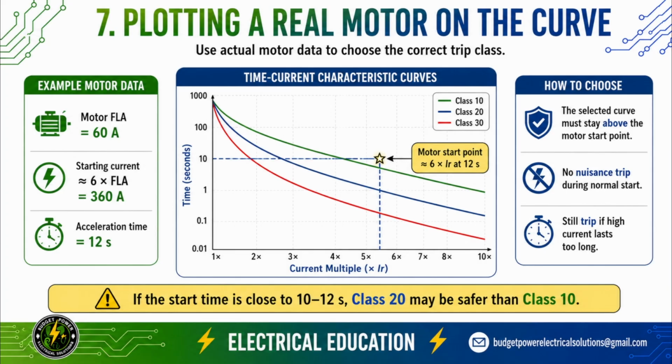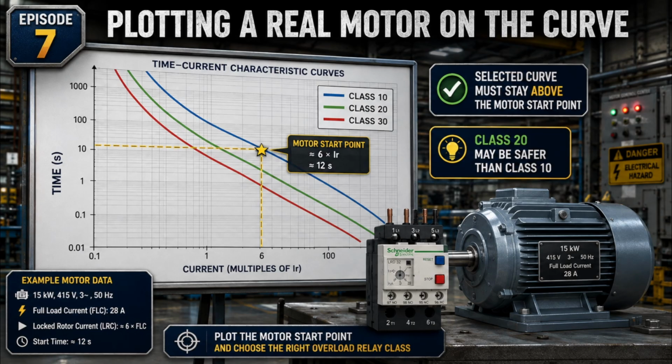Our selected trip curve must allow the motor to pass through this starting condition without tripping. If the curve crosses below the motor starting point, the relay may trip before the motor finishes accelerating. In this example, if the starting time is close to 10 or 12 seconds, class 20 may provide more starting margin than class 10. But the final selection should still be based on the actual motor, starting time, load, and manufacturer data.